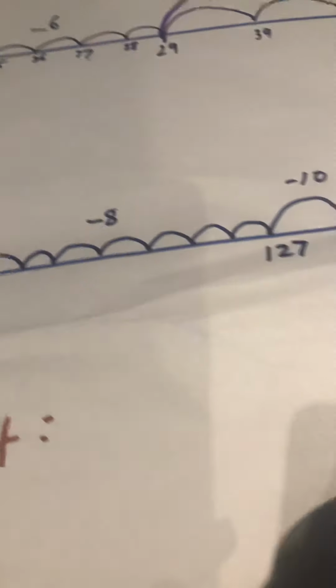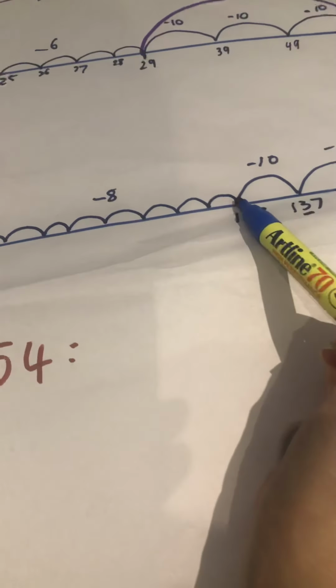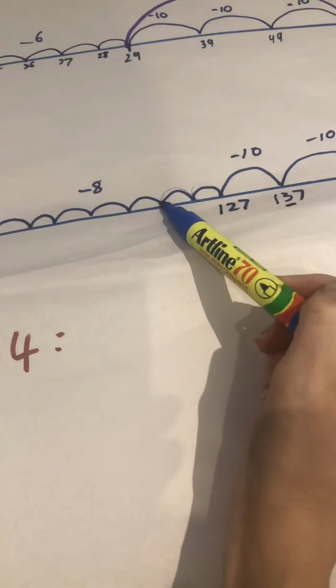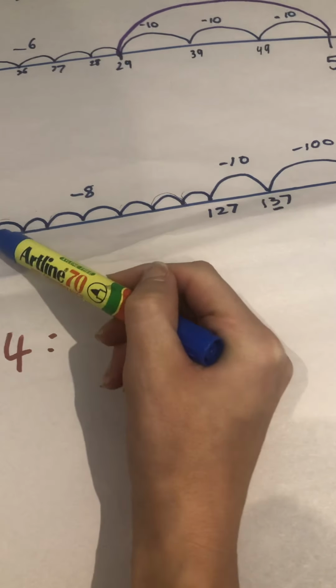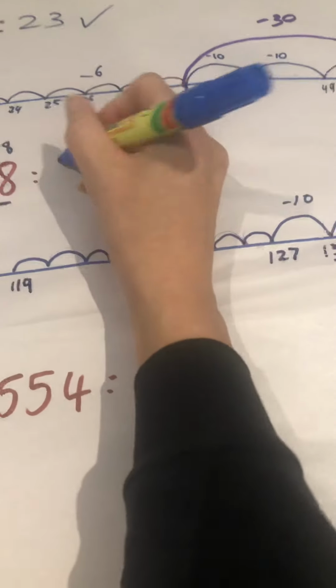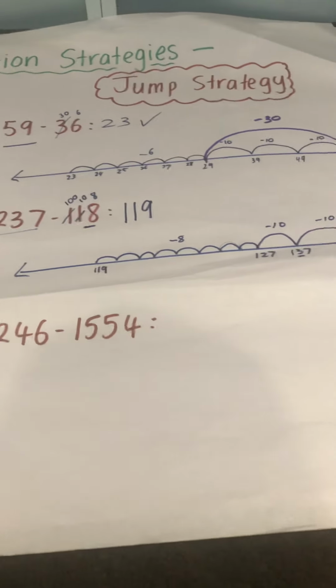And write minus 8. I will put these numbers in to show you, but I'm also going to show you something else if you don't want to do 8 singles. So 127, 126, 125, 124, 123, 122, 121, 120, 119. Okay, so I'm going to write that as my answer, as that is what I get to on my number line once I have taken away my hundreds, tens, and ones.